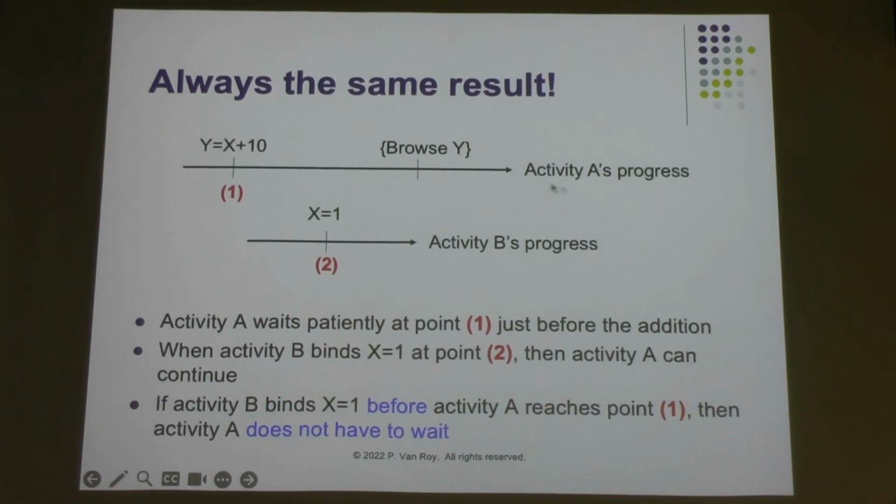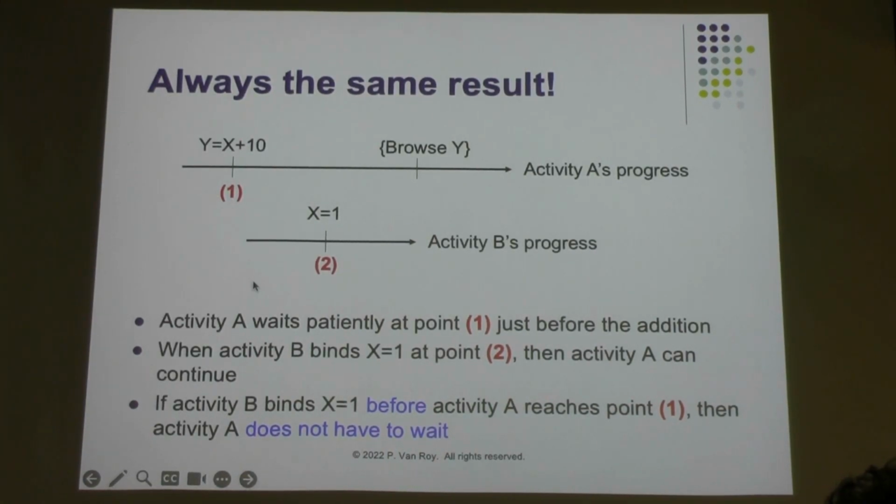Now assume the first activity is running first. Maybe it does. We don't actually know. The system is free to run the threads any way it wants. So if I try to do x plus 10, and if x is not bound, then data flow tells me that the operation is going to wait. It will wait until the data arrives. So the first activity will stop here at point 1, and it will wait.